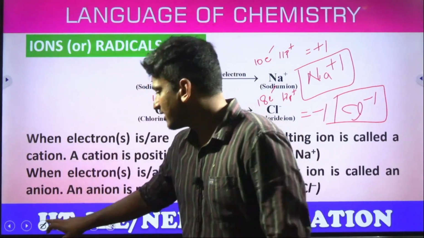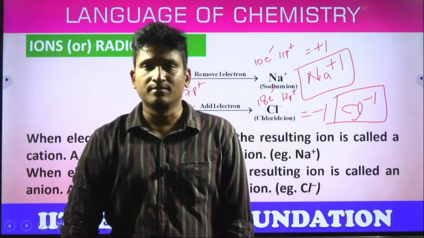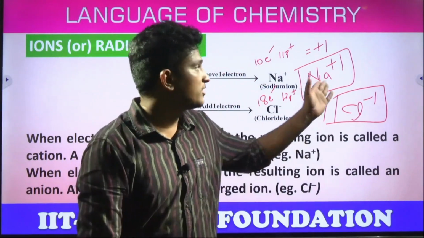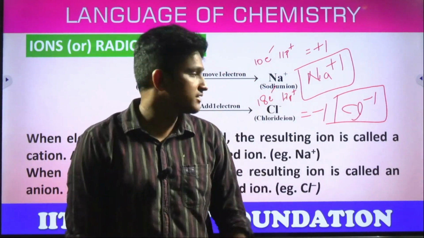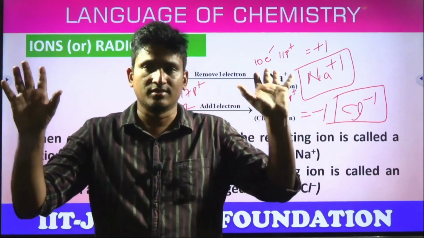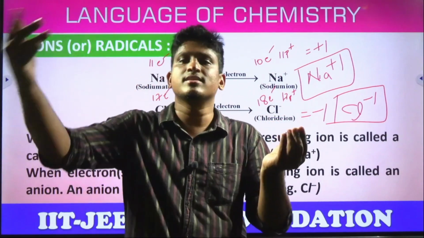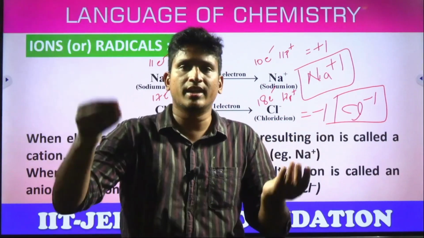ion. So here the principal idea behind ion formation is that when an atom loses electrons, it becomes positively charged. When an atom gains electrons, it gets a negative charge, and those charged atoms are called ions. Simple. An atom with charge is no more called an atom, it is called an ion. With a positive charge, cation. With a negative charge, anion.